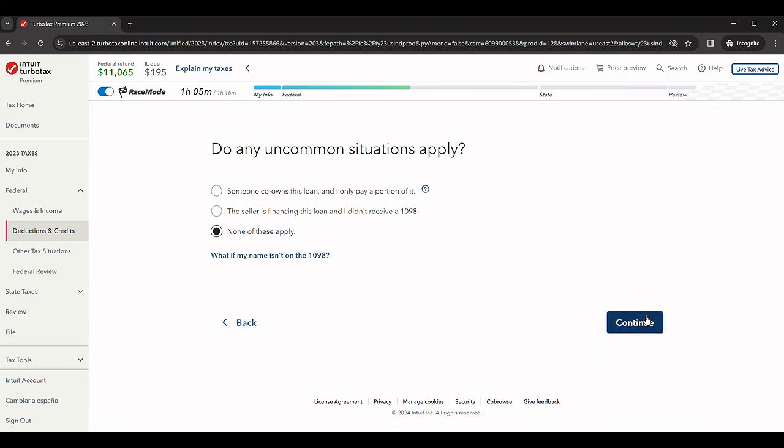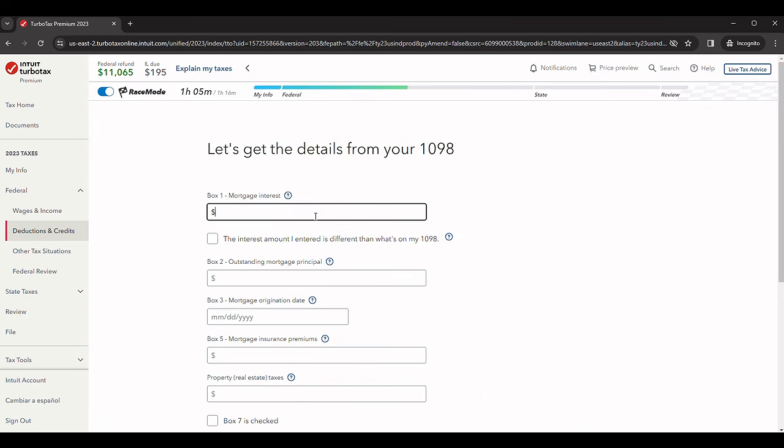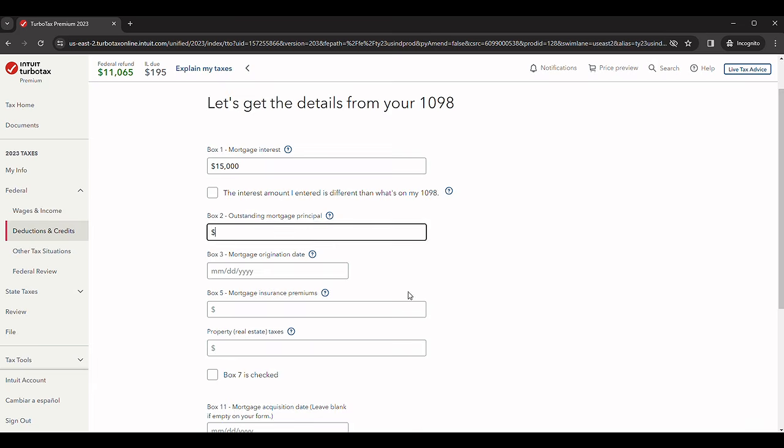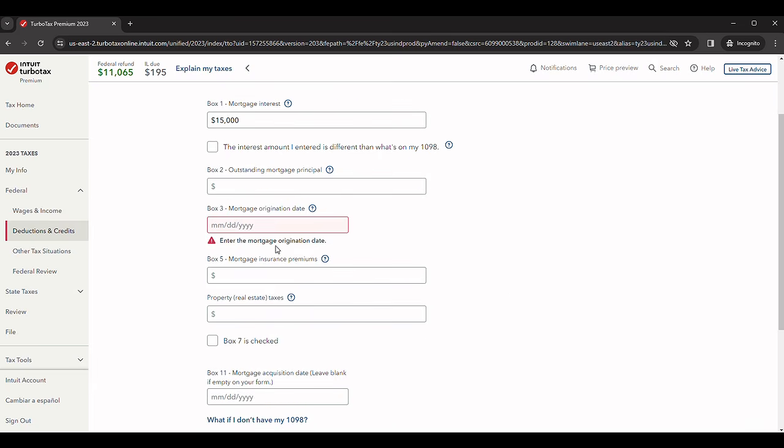So no, none of these uncommon situations apply. Mortgage interest, look at your box one. You pay $15,000 in mortgage interest. Okay. I don't think you really have to write this stuff, but please write this stuff. I'm just trying to do this as quickly as possible. Well, are you serious? They're asking for this?